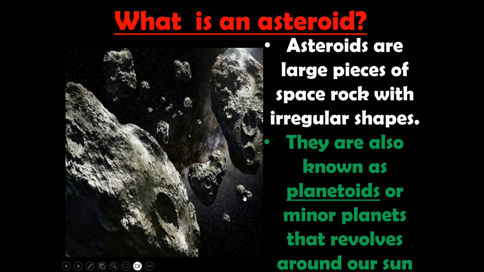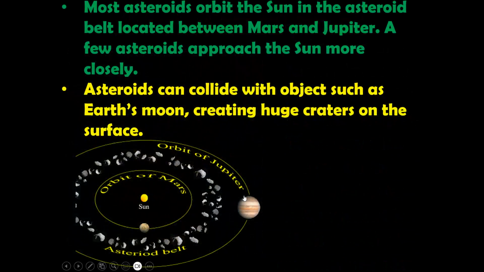What is an asteroid? Asteroids are large pieces of space rock with irregular shapes. They're also known as planetoids or minor planets that revolve around our sun. Most asteroids orbit the sun in the asteroid belt located between Mars and Jupiter. A few asteroids approach the sun more closely. Asteroids can collide with an object such as a moon, creating huge craters on the surface. Orbit of Jupiter, sun, orbit of Mars. And these are the asteroid belts.